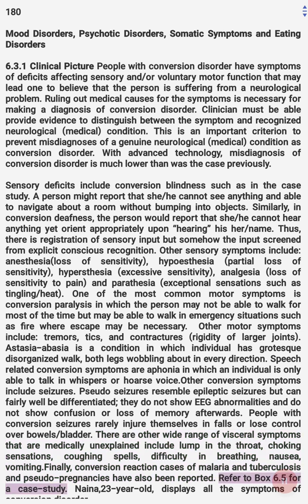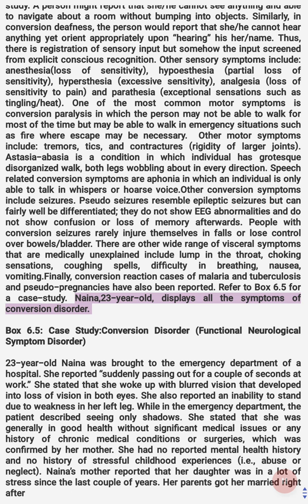Refer to Box 6.5 for a case study. Naina, a 23-year-old, displays all the symptoms of conversion disorder. Box 6.5. Case study: conversion disorder, functional neurological symptom disorder. 23-year-old Naina was brought to the emergency department of a hospital. She reported suddenly passing out for a couple of seconds at work. She stated that she woke up with blurred vision that developed into loss of vision in both eyes. She also reported an inability to stand due to weakness in her left leg. While in the emergency department, the patient described seeing only shadows.